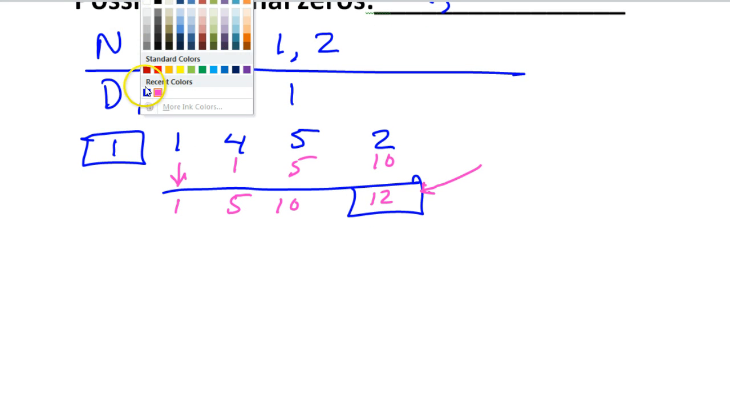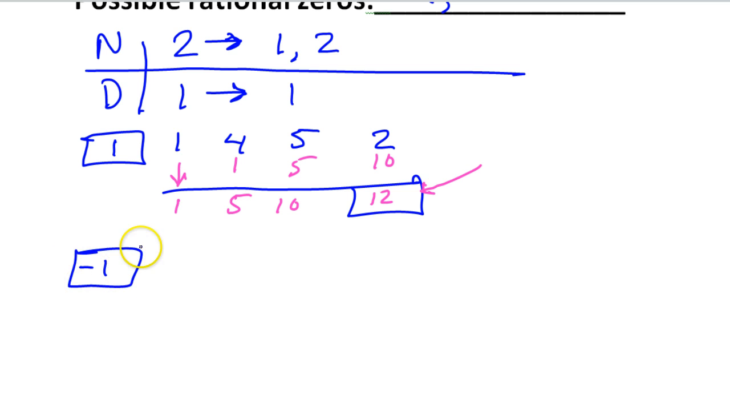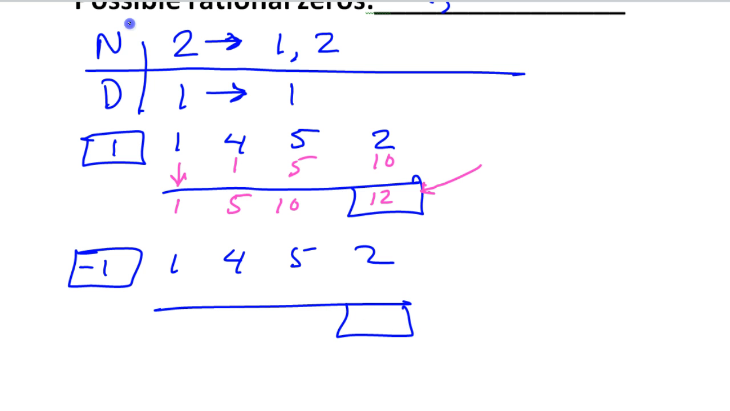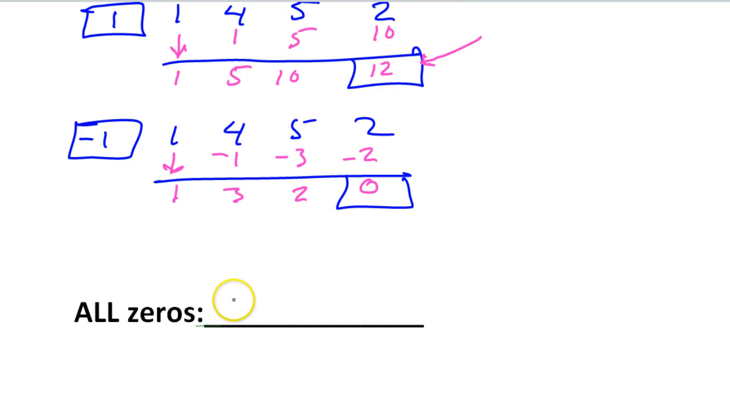So this time I'll try negative 1. Okay, 1, 4, 5, 2. Okay, so that's going to be negative 1, 3. 3 times negative 1 is negative 3. 2. 2 times negative 1 is negative 2. That does make 0. So that means negative 1 is an actual 0 of the function. Notice I'm not using my TI-30XS MultiView. That would be cheating right now. But I don't need to do any more synthetic division after that.